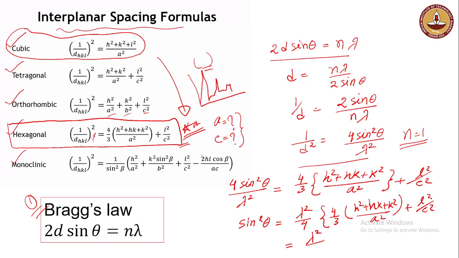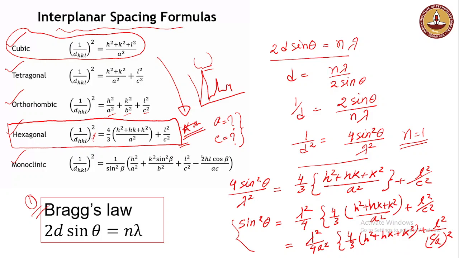So simply lambda square by 4 a square, and here we have 4 third h square plus hk plus k square, and plus l square by... so we take common a, so here a will come, and so this is c by a square. So up to now we have one equation. You can see this is the equation: sine square theta is equal to lambda square by 4a square, 4 third h square plus hk plus k square plus lambda square by c by a whole square.